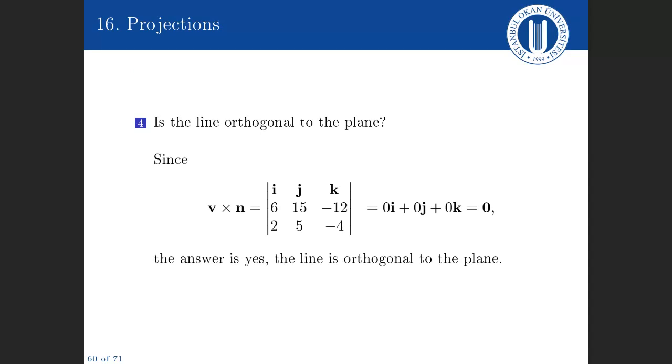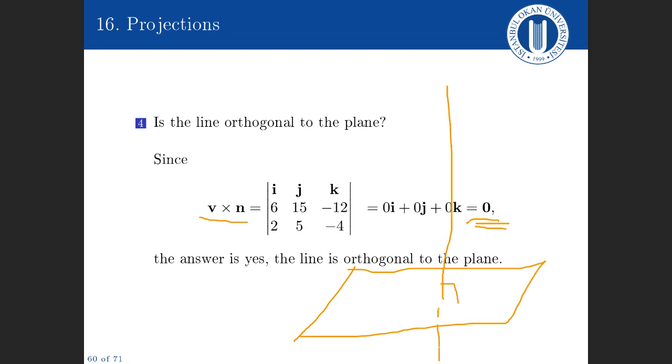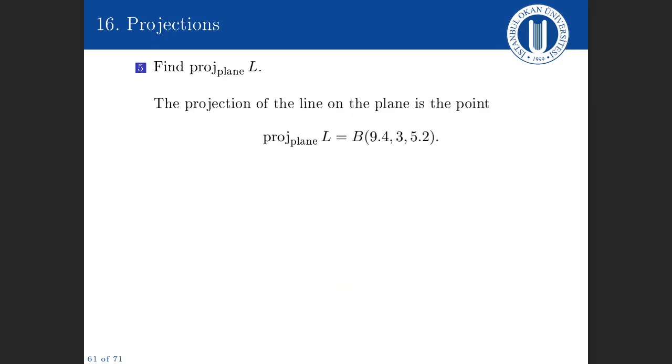To answer this question, we need the cross product of v and n, and we find the answer is equal to the 0 vector. So the answer is yes. The line is orthogonal to the plane. We know we have this situation with a 90-degree angle, and we know the coordinates of the point where the line intersects the plane. And that's just the projection of the line onto the plane. The projection of the line onto the plane is just the point where the line intersects the plane. So the answer to this question is the point 9.4, 3, 5.2.